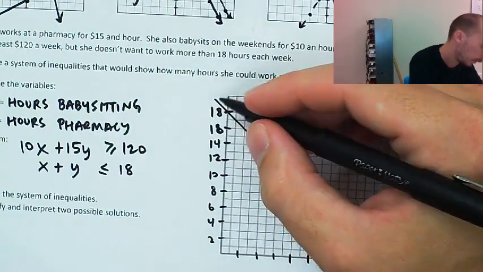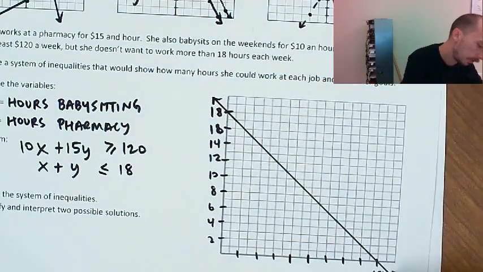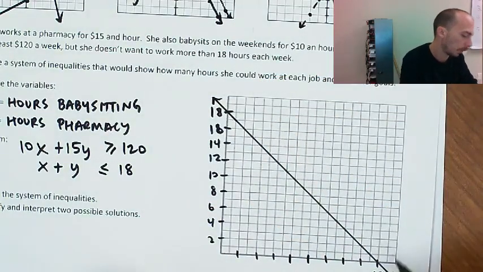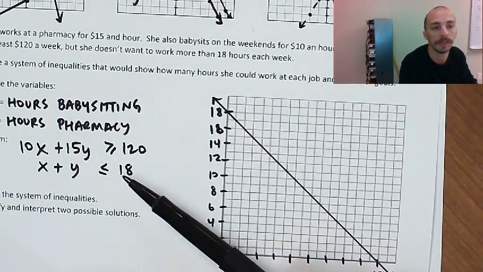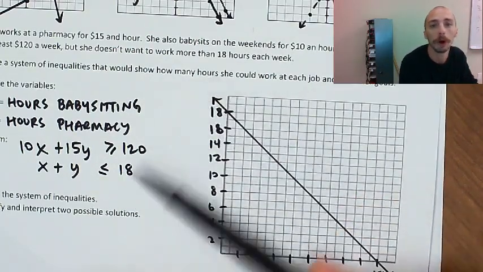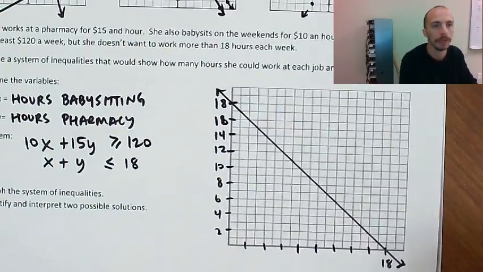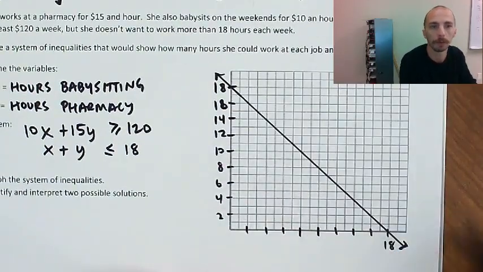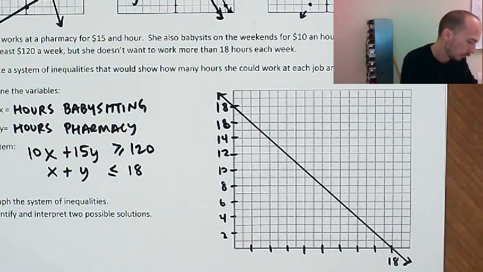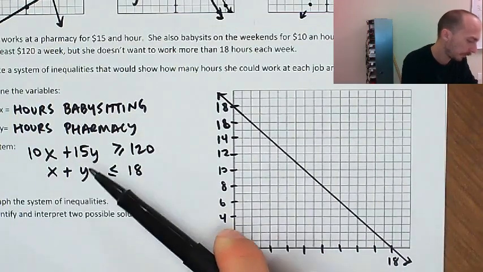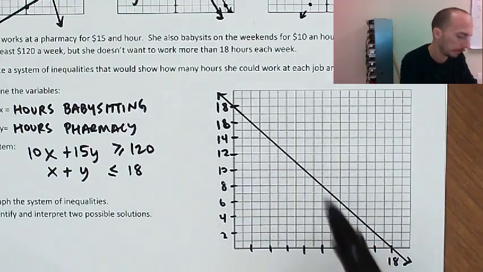All right, we're going to sketch the solution region. Okay, so x plus y is less than or equal to 18. This is where y is less than or equal to 18 minus x. So I know I'm going to be down here in this area. Okay, and I'm not interested really in negative amounts of hours worked. That doesn't make any sense. So I'm going to also graph 10x plus 15y equals 120.